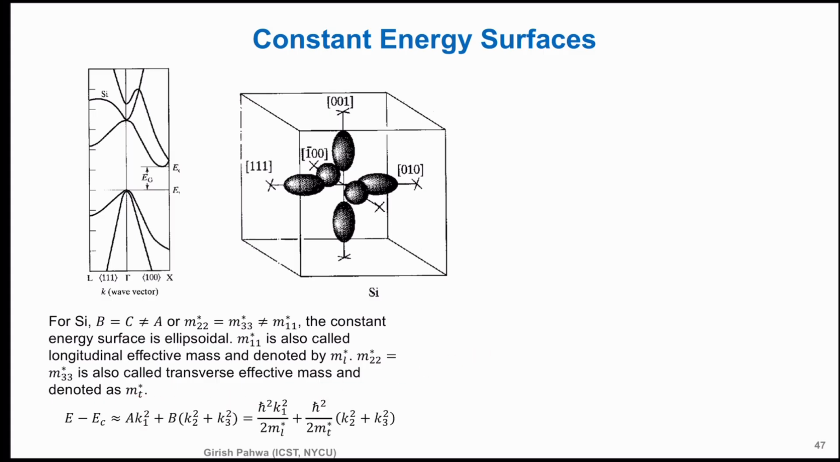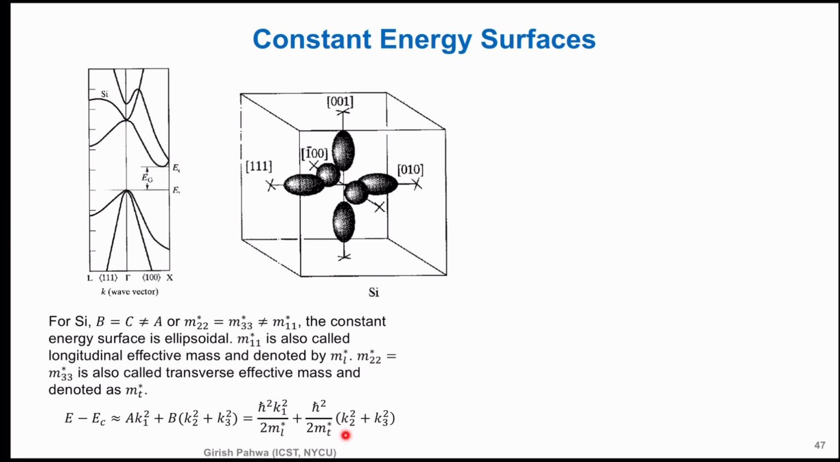Now, what will be the relationship? Because I'm talking about, say, the conduction band minimum of the silicon, E naught becomes EC. EC means the conduction band edge, the minimum of the conduction band. Okay, and you have A K1 square, and these two are equal, so B into K2 square plus K3 square, and then correspondingly you can write in terms of the effective masses. So you have ML star here, MT star here.